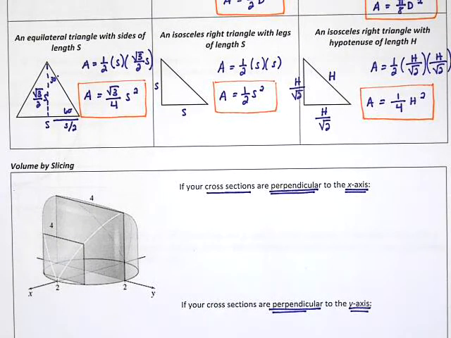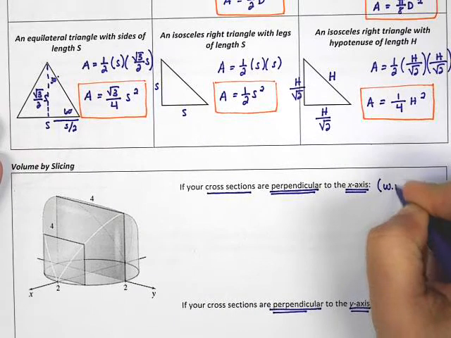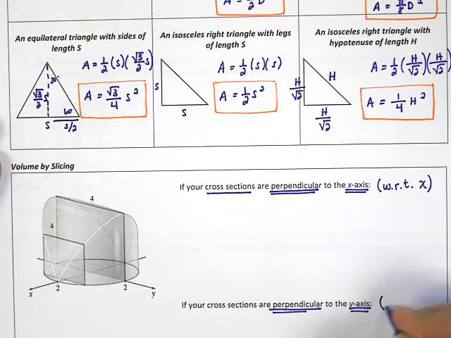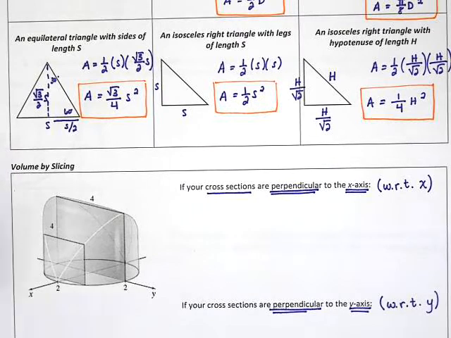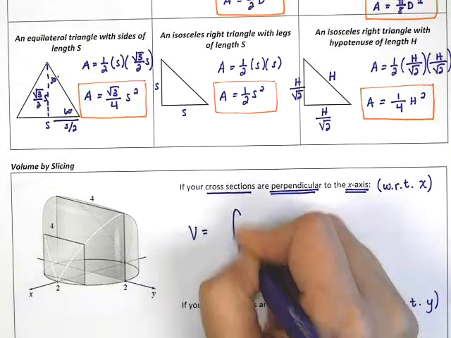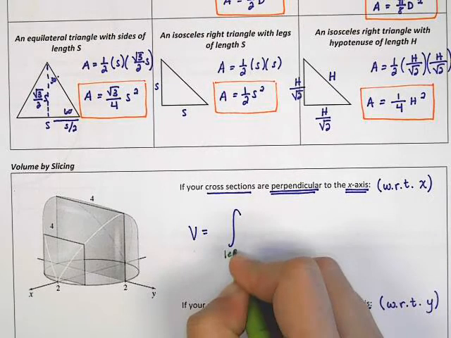If your cross section is perpendicular to the x-axis, we say that we always integrate with respect to x. And if your cross sections are perpendicular to the y-axis, we usually integrate with respect to y. So how would you set up these integrals? Well, to add up the areas of all of these cross sections, we would use an integral from your left bound, because we're doing this with respect to x, so this would be the left bound.